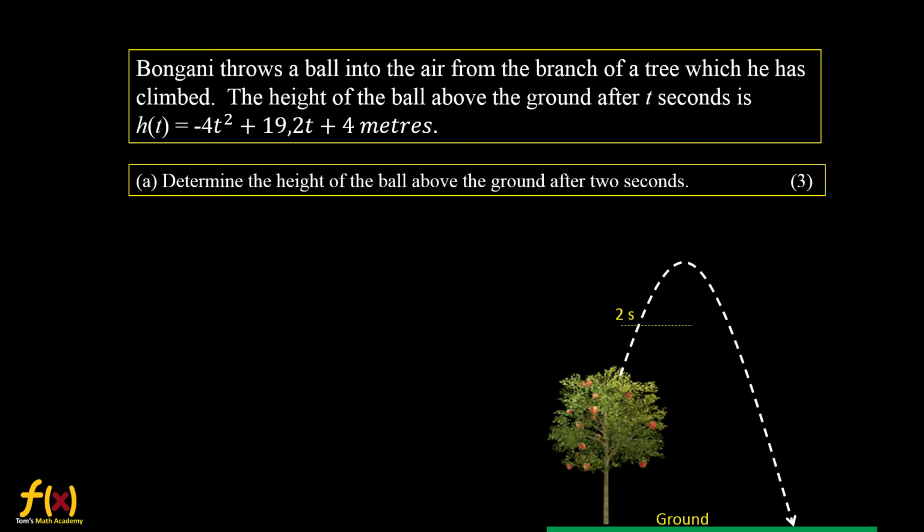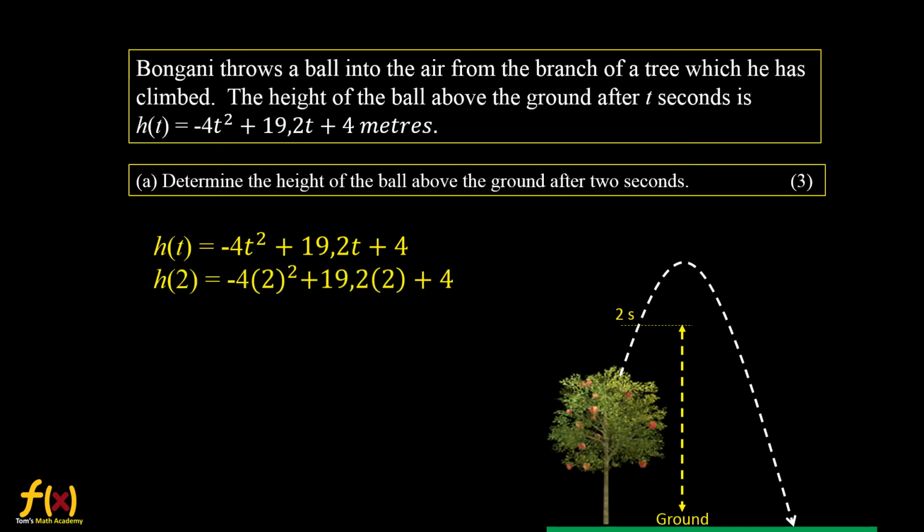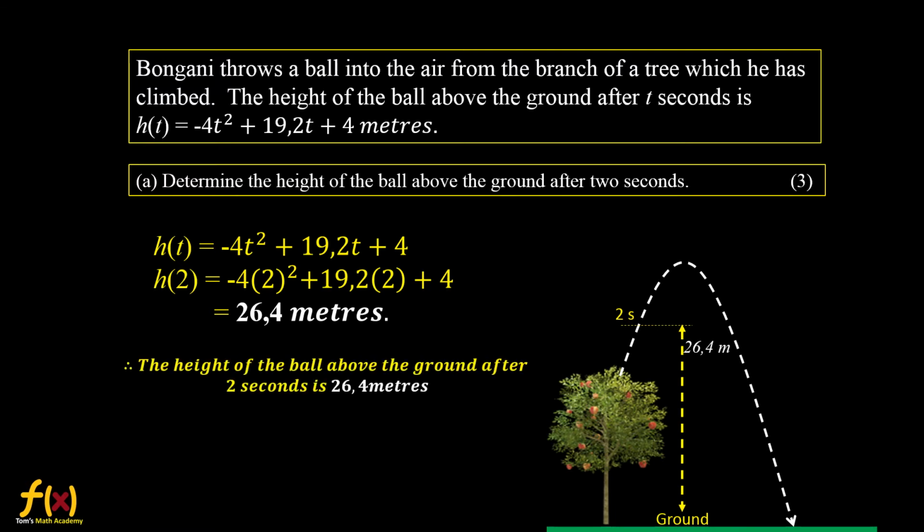Question A: determine the height of the ball above the ground after 2 seconds. It's not a problem for us because we have the equation to calculate the height and we have the time in the question, 2 seconds. We substitute very carefully and then we use the calculator and we get the answer. That is 26,4 meters. So the height of the ball above the ground after 2 seconds is 26,4 meters.